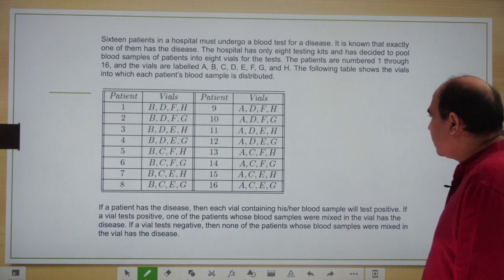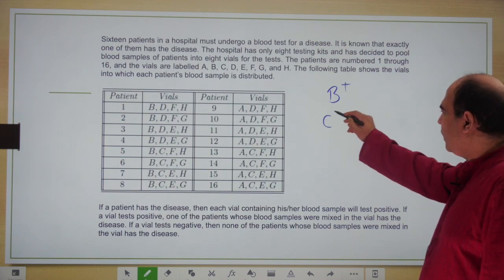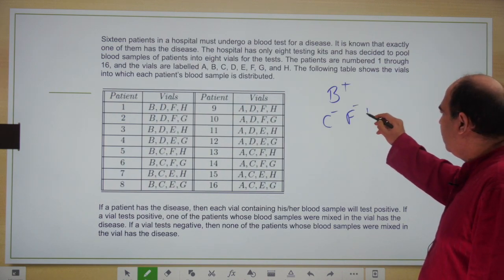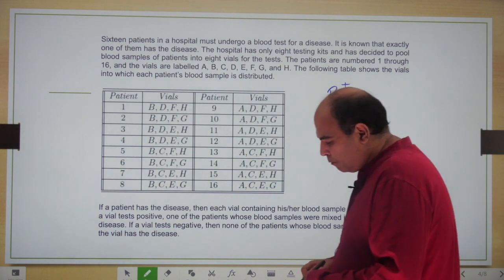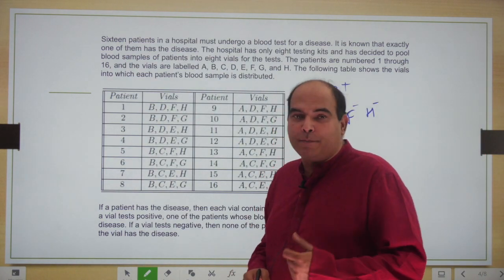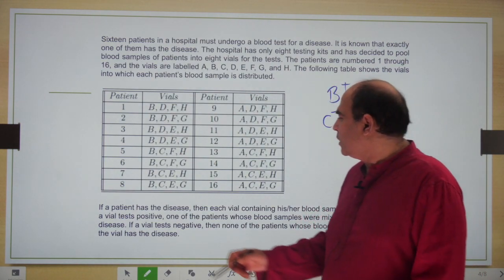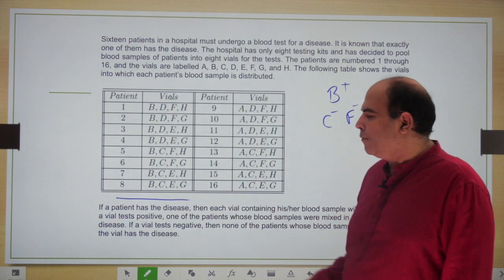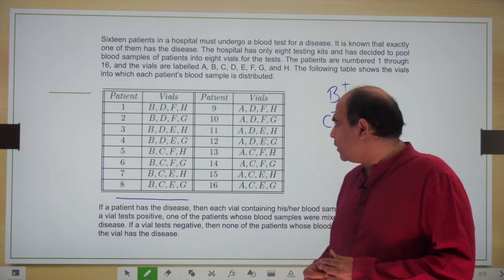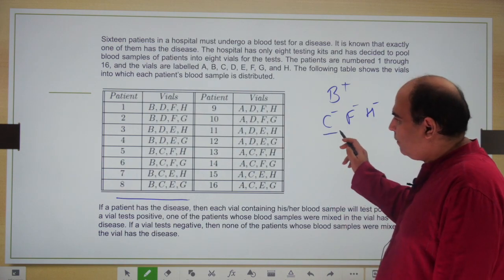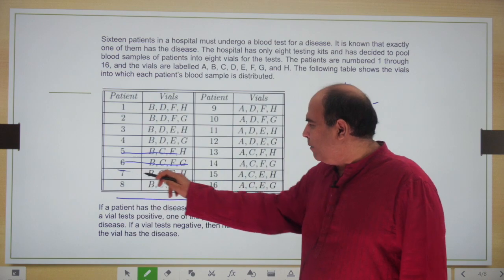So let's see, is this possible? The possibility will of course depend on whether you have one patient who's possibly positive, or you're able to actually identify one patient who's positive. So B positive means patients 1 to 8 are the shortlist for the diseased person. C negative, patients 5, 6, 7, 8 are eliminated.